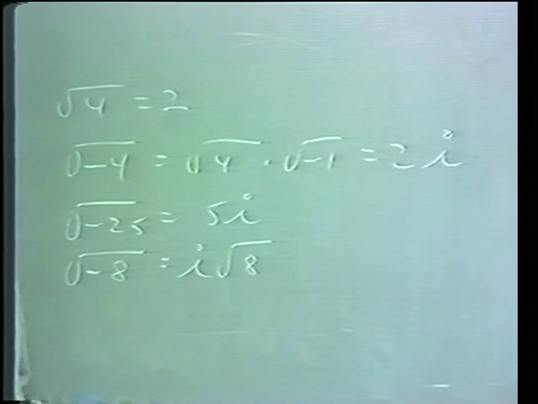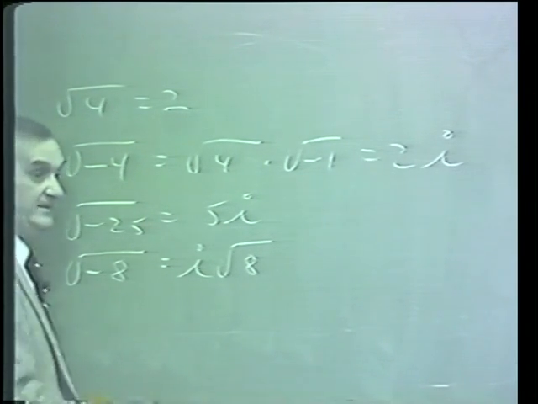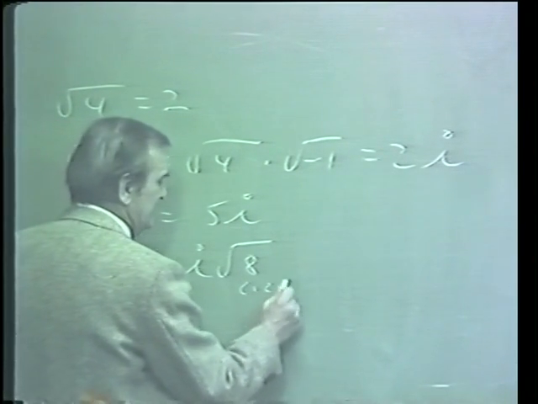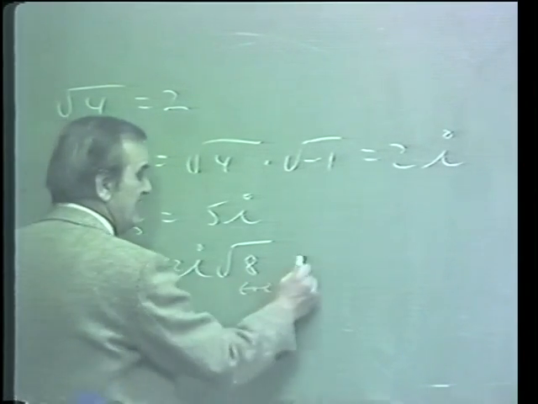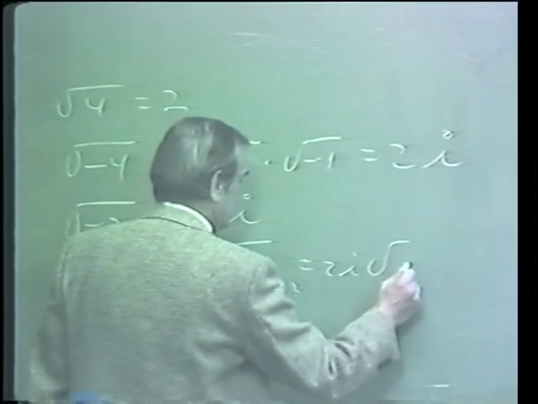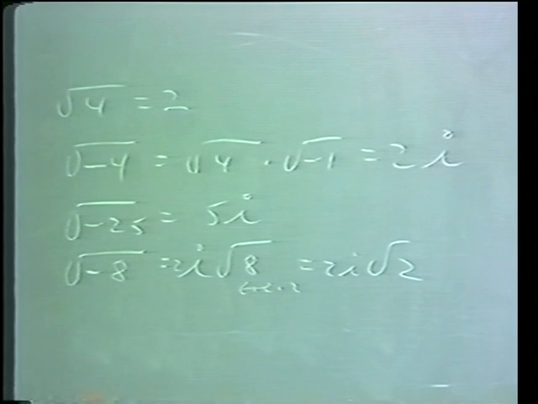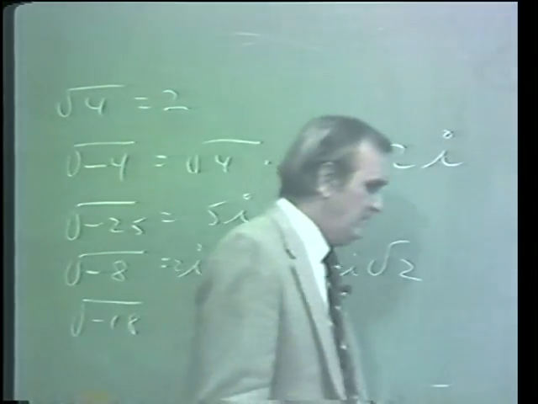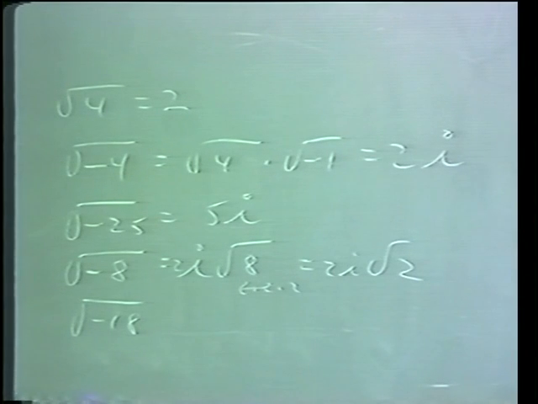So now I have to simplify 8. Well, you know how to simplify 8. You break it up into prime factors. Look at the index. We can take a 2 out. We get 2i square roots of 2. Okay? One more. Let's suppose we have the square root of negative 18. What would be the square root of negative 18?